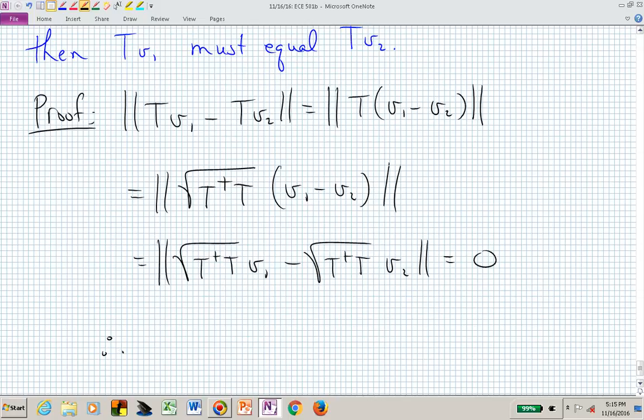The left-hand side that we started with said tv1 minus tv2. Now we know that that has to be the 0 vector. We've now shown that if we start with the positive square root of t dagger t v1 equaling the positive square root of t dagger t v2, we are assured that we will have tv1 equal to tv2, and that now preserves our uniqueness property.